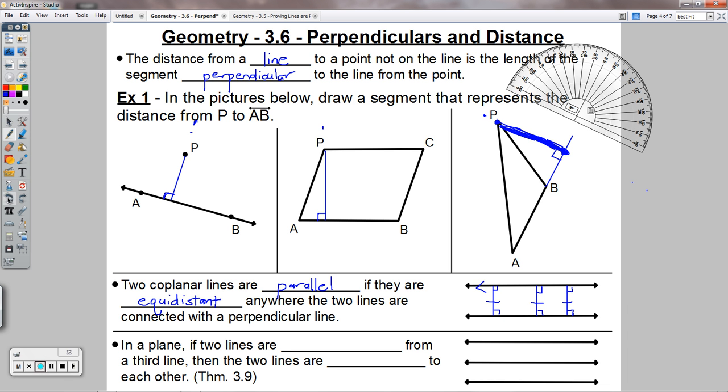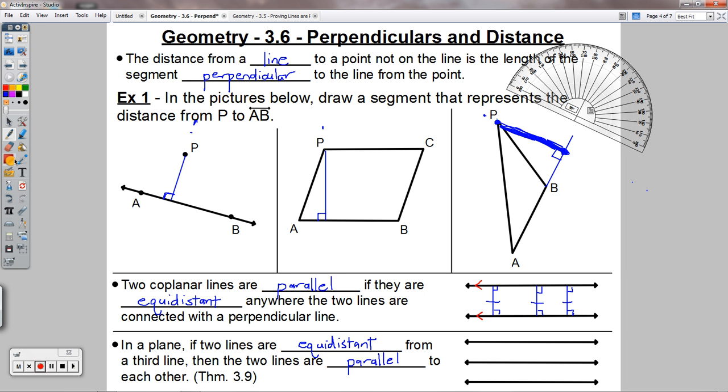And why don't I actually use my other color for that? So I'm saying if this is true to start, all the perpendiculars are congruent to start along those lines that look parallel, you can actually assume that they are parallel. And then in a plane, if two lines are equidistant, it's the same word here again, if two lines are equidistant from a third line, then the two lines are parallel to each other.